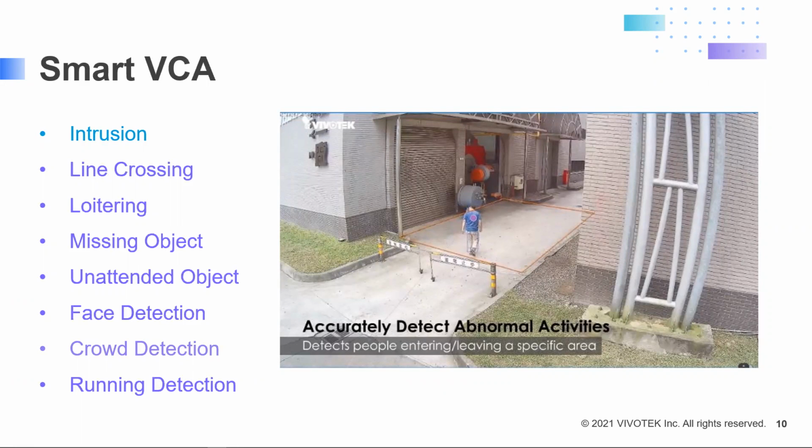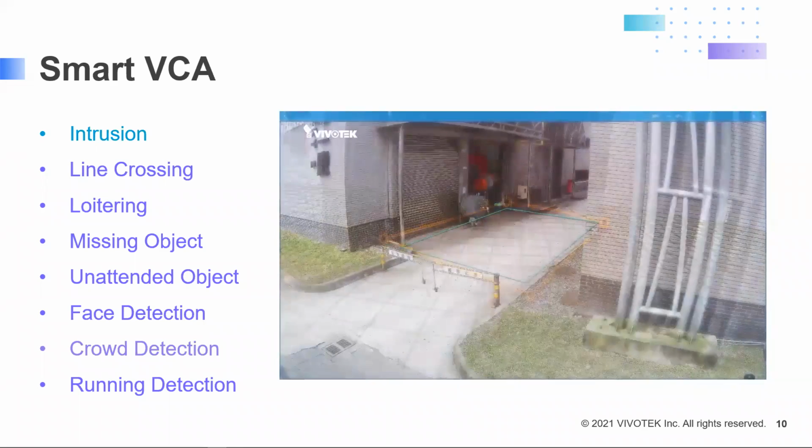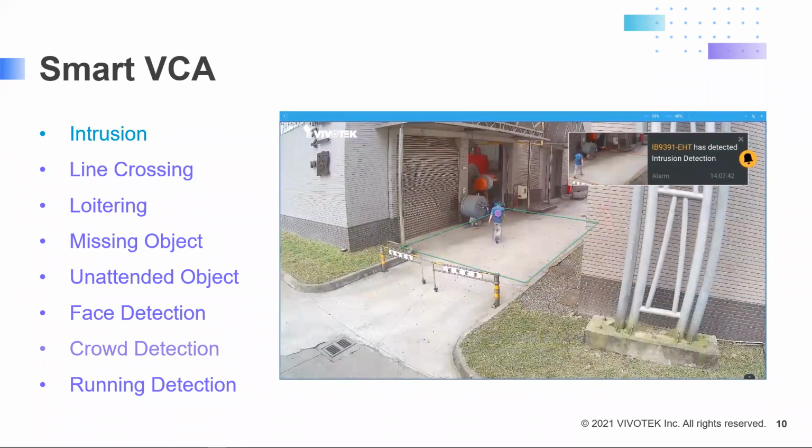Intrusion detection can be used to detect persons entering or leaving a virtual area within the camera's field of view. An example of this scenario would be detecting whenever a person enters a normally forbidden area like a bank vault. Here's a video demonstrating this and also alerting you with VAS 2.